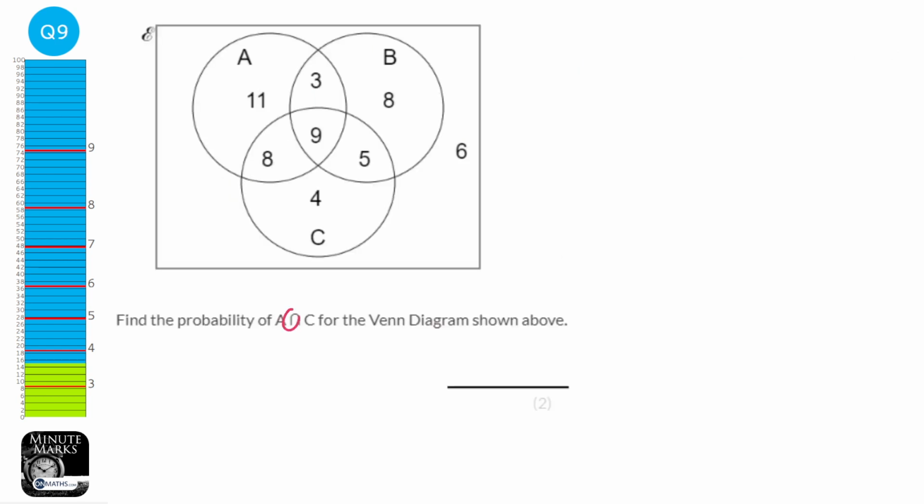So the symbol here basically means "and", and the way I remember it is if you draw that symbol and just put a line through it, you can make the word and. So we're looking at the probability of getting something that is in A and C. So the only ones that are in A and C are this 8 and this 9 here. So we're going to just add the 8 and the 9 together, which gives us 17.